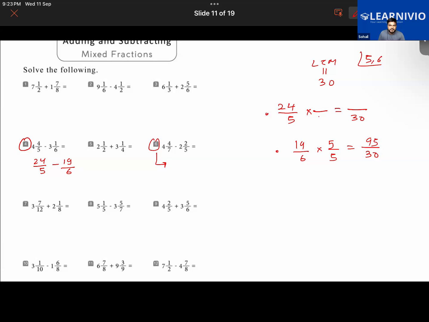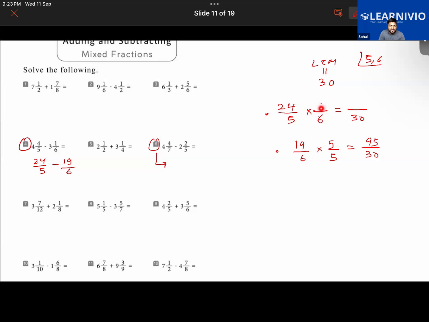For 24 by 5, you have to multiply by 5 and 6. And now I'm doing the 24, and 24 will be multiplied with 6. It should also be multiplied with 6 now. See, both the numbers in the numerator and denominator have to be multiplied with the same number.